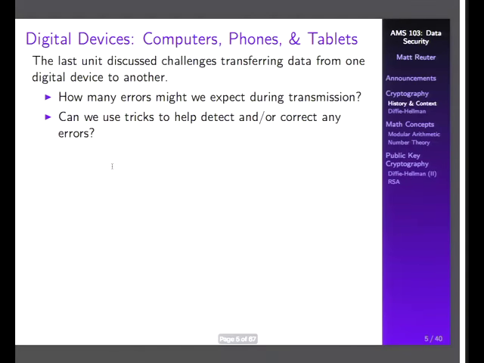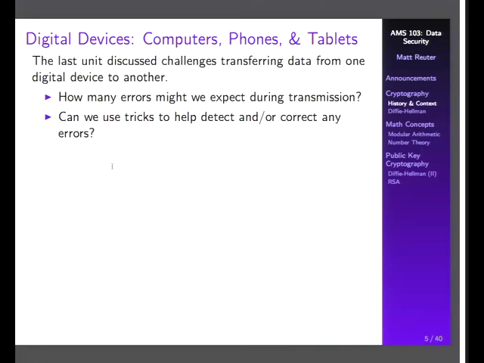Okay, so then we're going to start our third and final unit on this digital devices super unit, where we're talking about whether it's computers or smartphones or tablets or whatever the case may be. We started off looking at how these devices work in a general sense, and how they store and process information. That was our first unit. Then we had the one that we just finished, talking about how devices send data to and from each other, and how we can think about errors and ways to deal with errors that are going to creep up during communication.